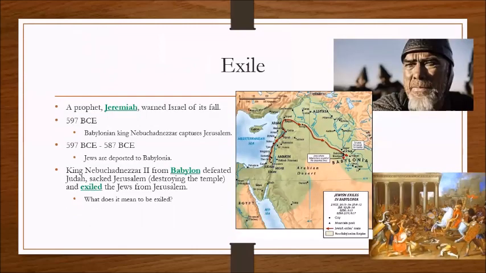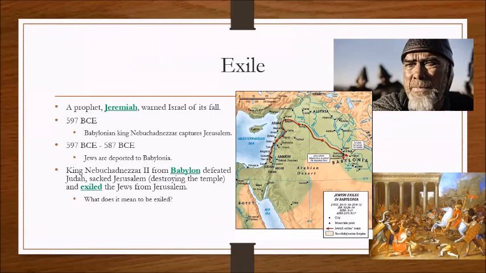Now, after the time of the big three kings of Saul, David, and Solomon, we're going to see some things start to go very wrong for the Hebrews. The prophet Jeremiah is going to basically give some foretelling of the fall of Israel. In 597 BCE, we're going to see Nebuchadnezzar II capture the city of Jerusalem for the Babylonian Empire that we talked about in a previous lesson.